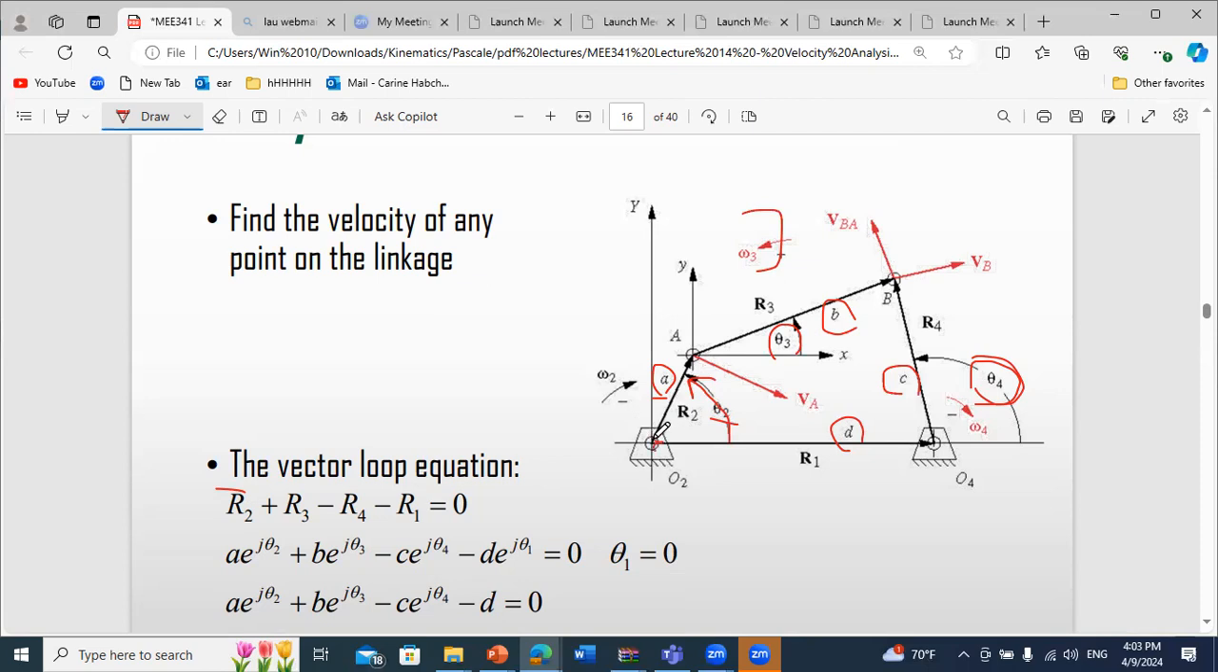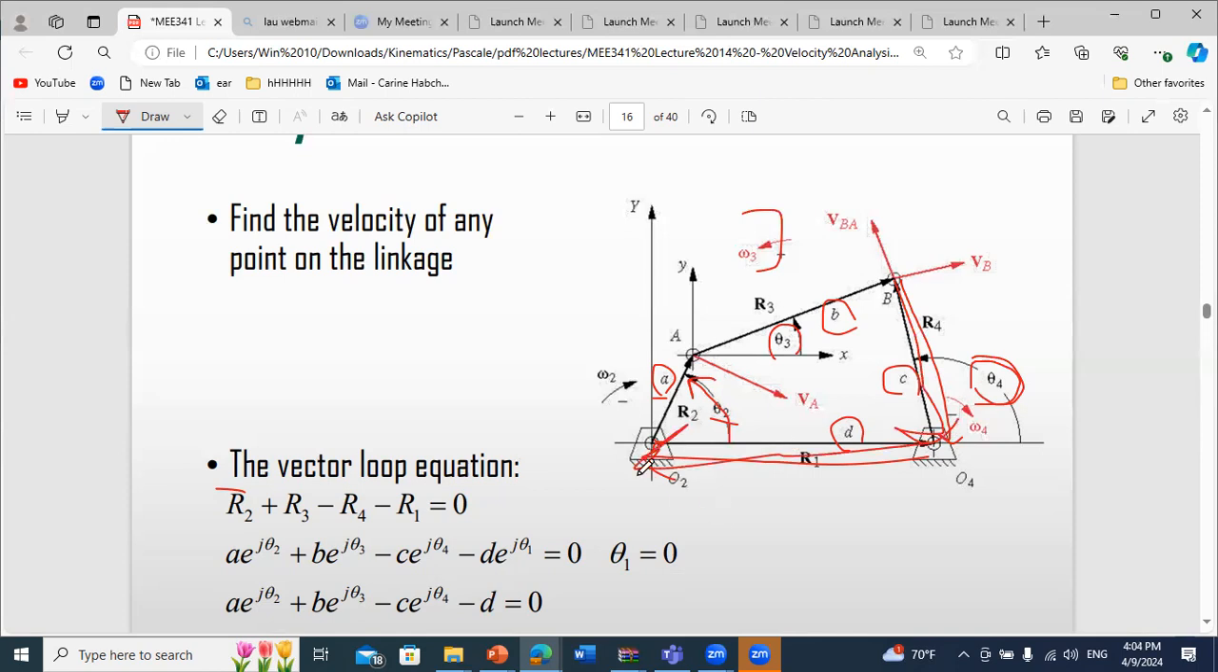So we start from O2 and we go back to O2. So it's plus R2 plus R3. Now we are moving in opposition to R4, so minus R4 minus R1 equals 0. I repeat, always pay attention. I can change vectors and give you another problem with other vectors. Same configuration, but I define R4 in this way, and I define R1 maybe in this way.